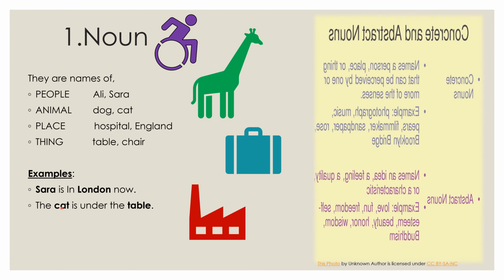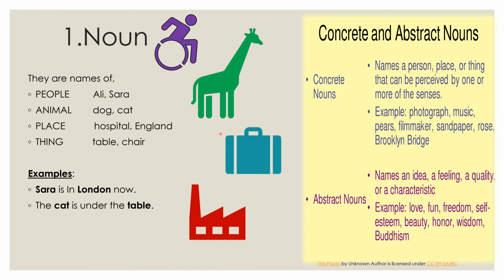I would like to introduce 2 very important noun types to you: concrete versus abstract. Concrete nouns are the nouns which can be perceived by your senses. You can see them, touch them, hear them, watch them or listen to them. The examples are photograph, music, rose, etc. On the other hand, abstract nouns are the names of your feelings, your qualities or your characteristics like beauty, honor, wisdom. You can feel them but you cannot touch them.